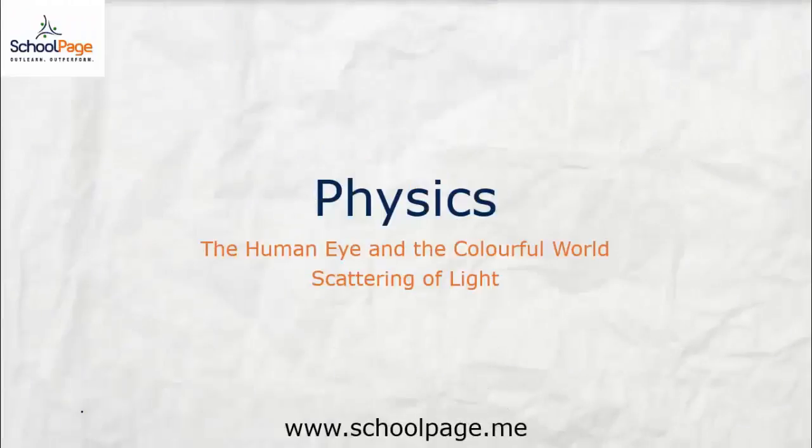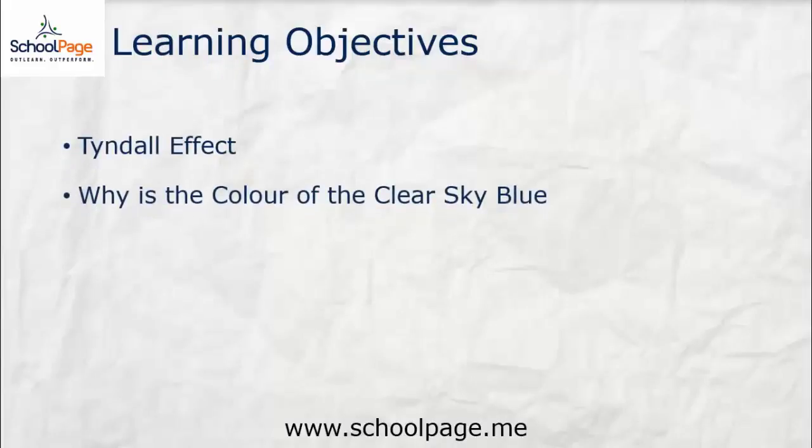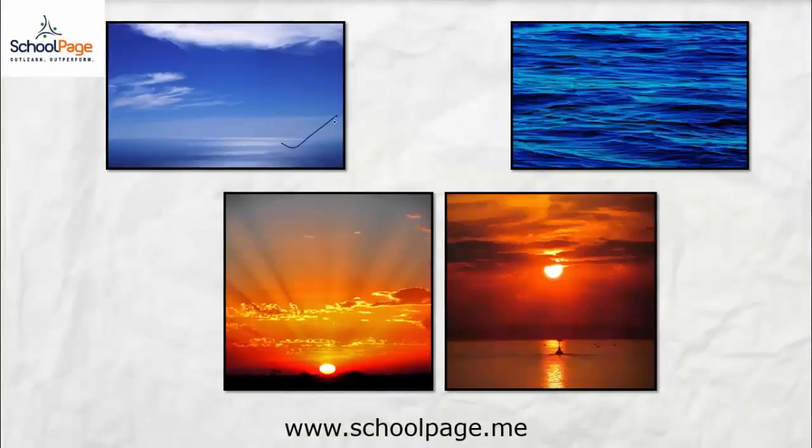Tenth CBSE Physics Chapter: The Human Eye and the Colorful World. After watching this video, you will be able to understand the Tyndall effect, why the color of the clear sky is blue, and also why the color of the sun at sunrise and sunset is red. The blue color of the sky, the color of water in the deep sea, and the red color of the sun at sunrise and sunset are some of the wonderful phenomena of scattering of light. So let us study all these phenomena in detail.